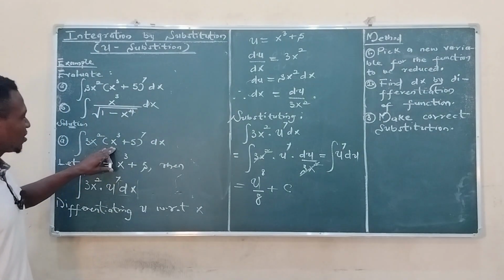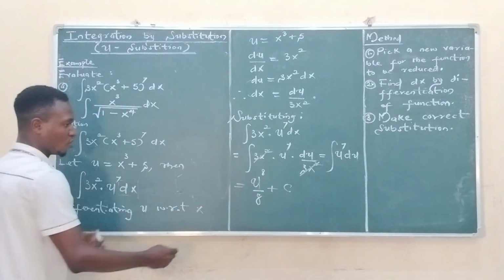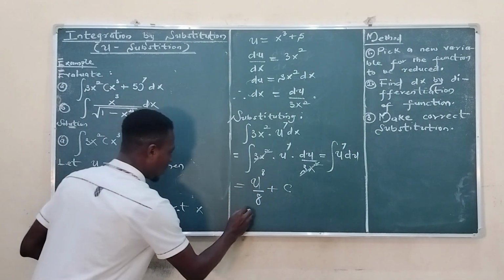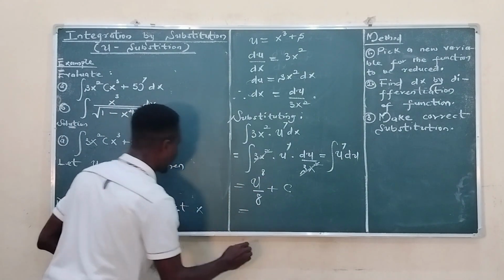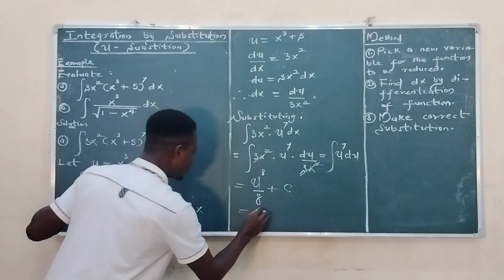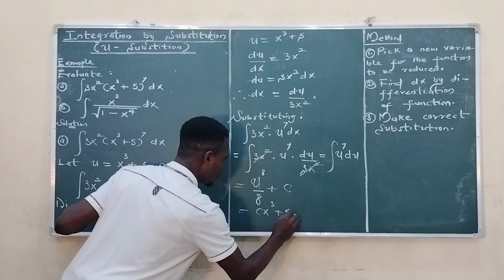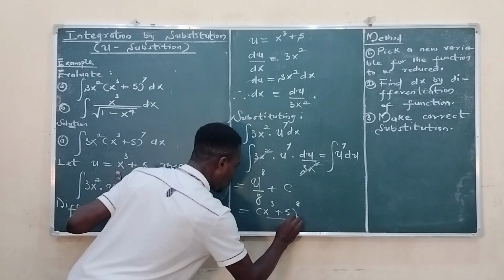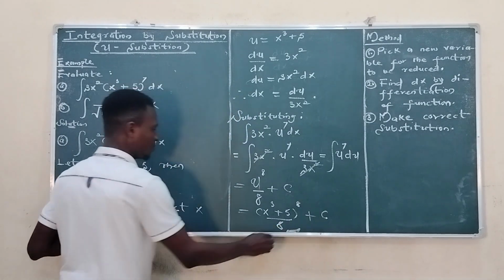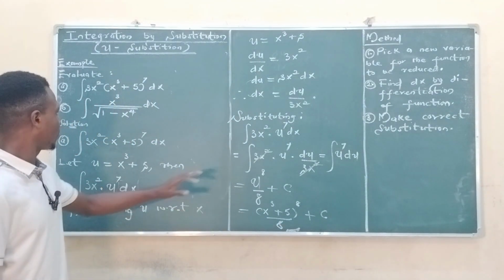But since it is a function of x and not a function of u, we cannot leave our result as this. So we have to express this in terms of x, so that we have our final answer. u is equal to x raised to the power of 3 plus 5. So substituting, we have open brackets x raised to the power of 3 plus 5, raised to the power of 8, all over 8, plus c. Very, very simple. So this is for this particular example.